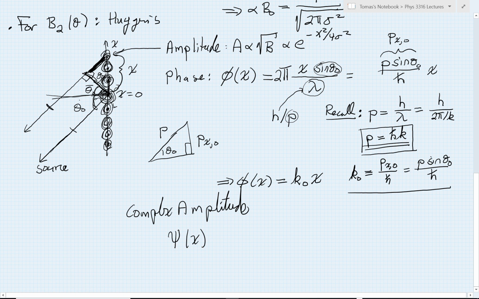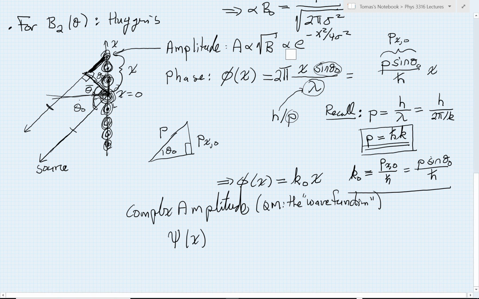In traditional wave theory, it's called the complex amplitude. In quantum mechanics, we call this the wave function. It's the same idea. It's a function that describes the amplitude and phase of my wave. So it's called the wave function in quantum mechanics. And what we see is it has an amplitude and phase associated with it.